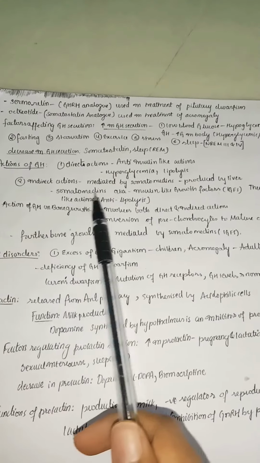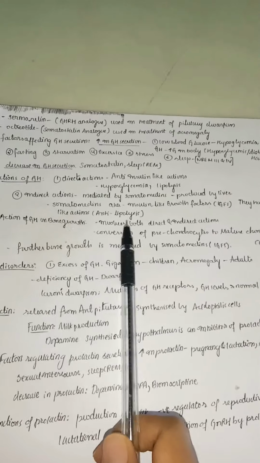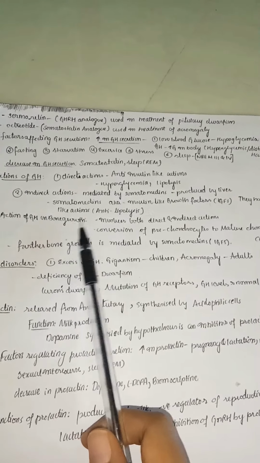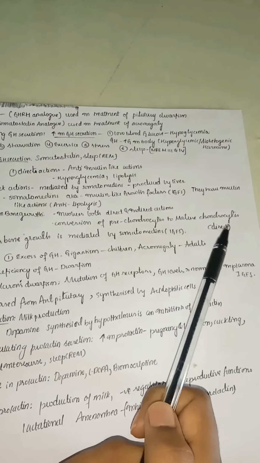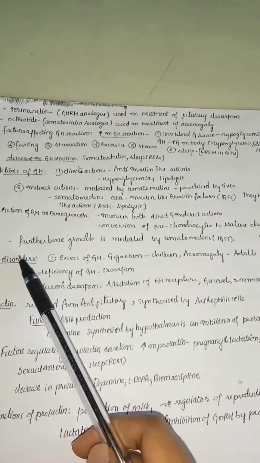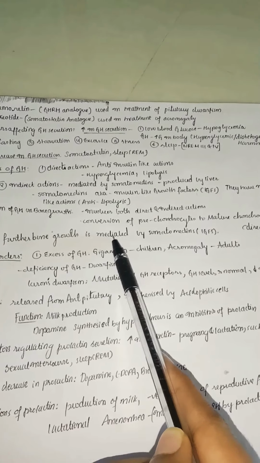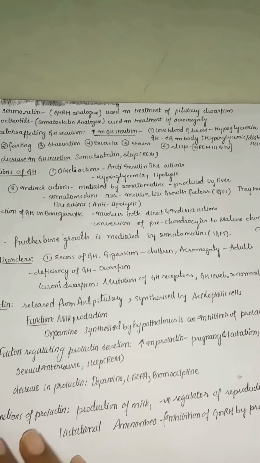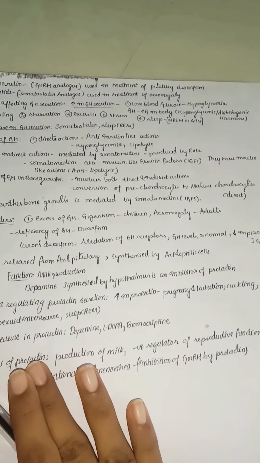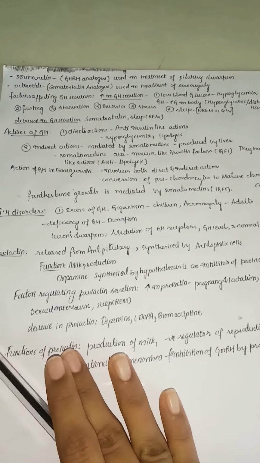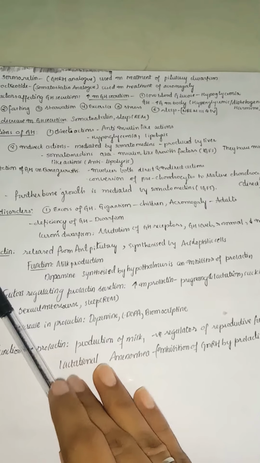So the action of growth hormone on bone growth involves both direct and indirect action. Conversion of pre-chondrocyte to mature chondrocyte is the direct action of growth hormone, whereas further bone growth is mediated by somatomedins. Whenever you see the word mediated, think of somatomedins. They are insulin-like growth factors, whereas the direct action is anti-insulin-like action.